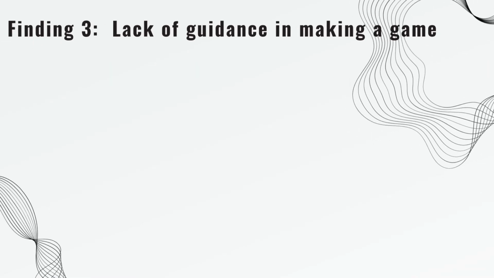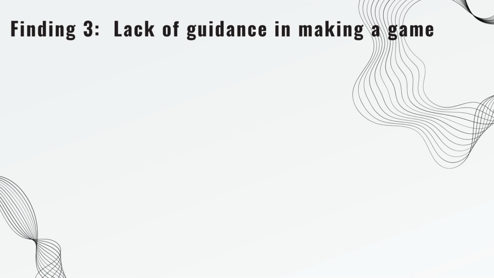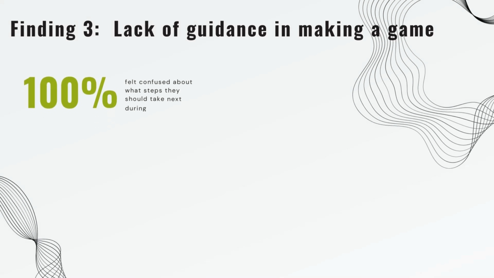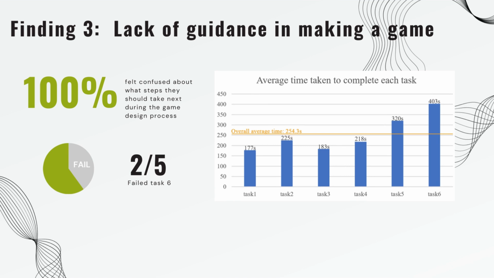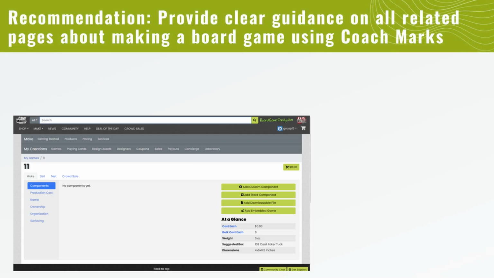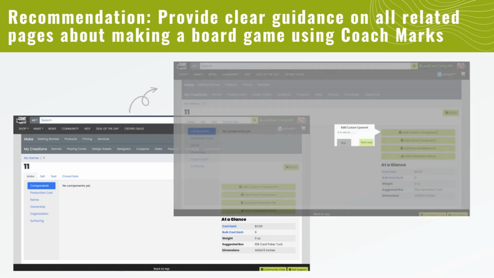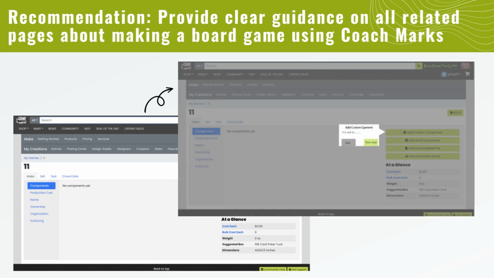For negative findings, we will start from the one with the highest severity. This one is about lacking guidance in making a game. All the moderated participants felt confused about what steps they should take next during the game design process, with a 40% task failure rate. The average time on completing the task is 403, which is much higher than the overall average time. It can be improved by providing clear guidance on all related pages about making a board game using coach marks. Users can simply hover their mouse on the coach mark to get advice.